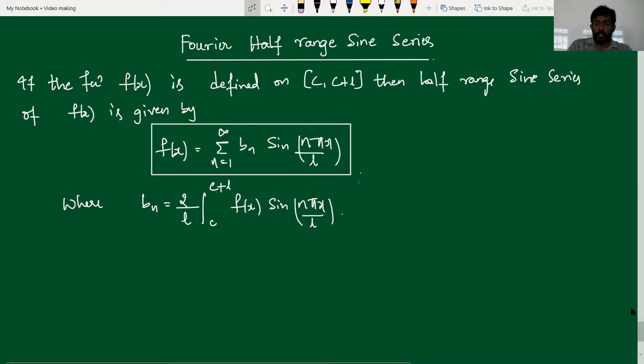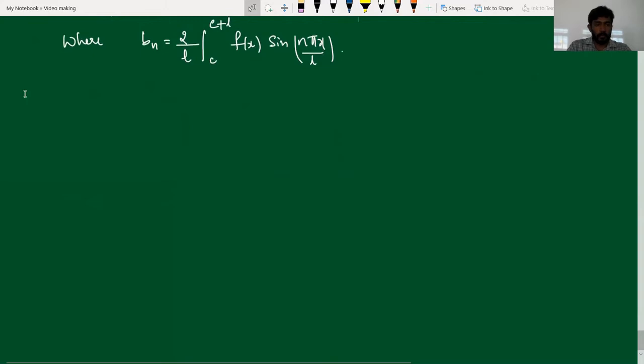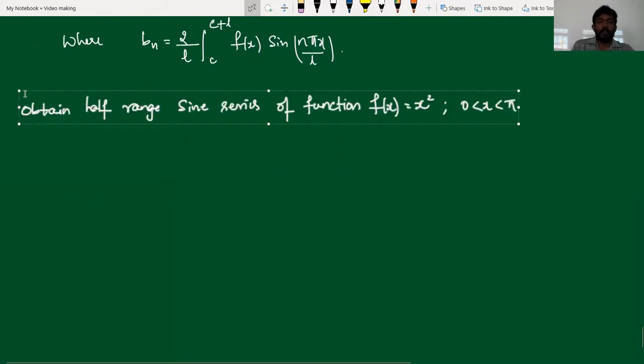Now we move to an example. Suppose I want to find out the half-range sine series of the function f of x is equal to x square, where x takes the values between 0 to pi. So moving to the solution part.